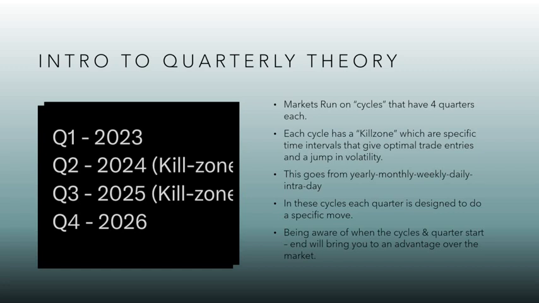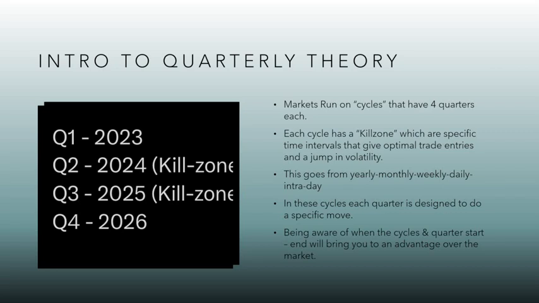Each cycle has a kill zone, which are specific time intervals that give optimal trade entries and a jump in volatility. So these kill zones are the quarters, right? These kill zones are the quarters that you're going to be wanting to focus on, okay?